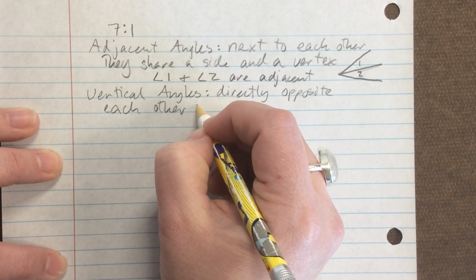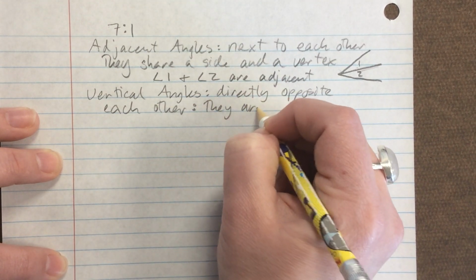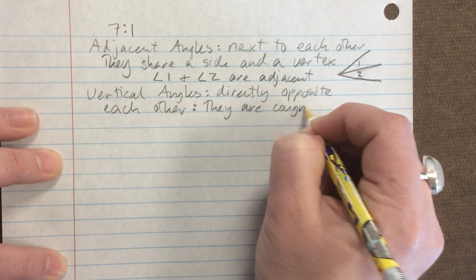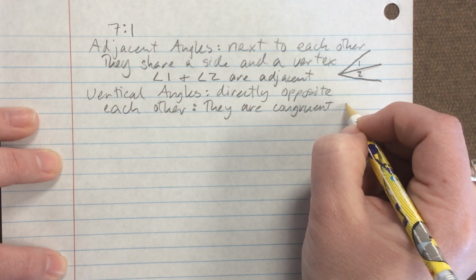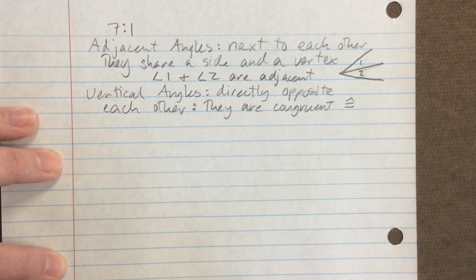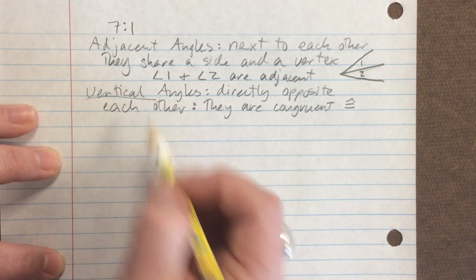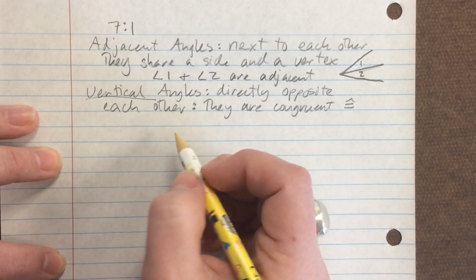And the most important thing about vertical angles is they are congruent, which is our new geometry way of saying they are equal. And we like to use that knowledge all the time. So vertical angles, super, super important.